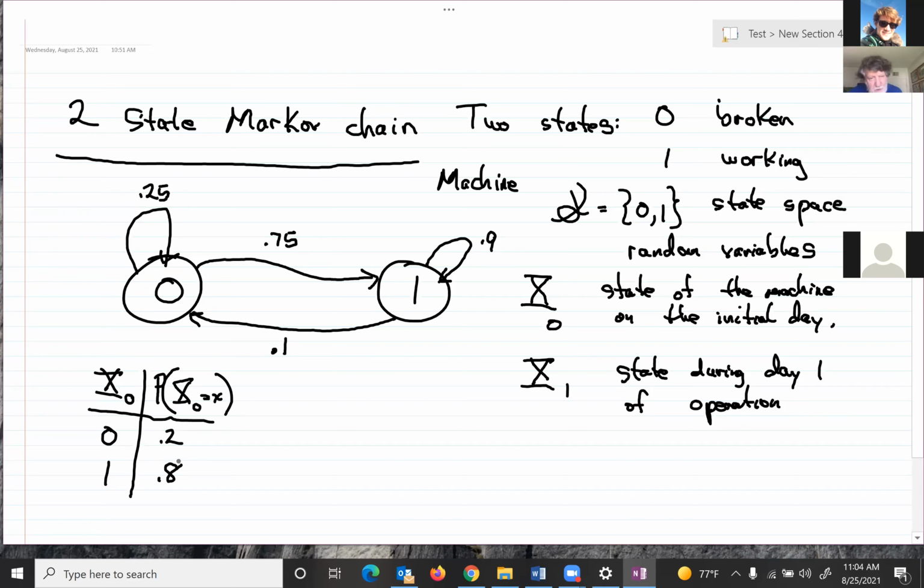Okay. And so what would we call these? We would call these the initial probabilities. Okay, initial again at time 0. And at time 0, you're either in state 0 or you're in state 1. 20% chance you're broken, 80% chance the thing is working from the beginning. Okay, this is a probability table.